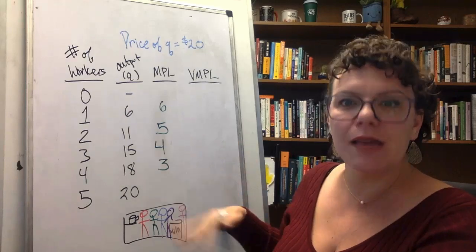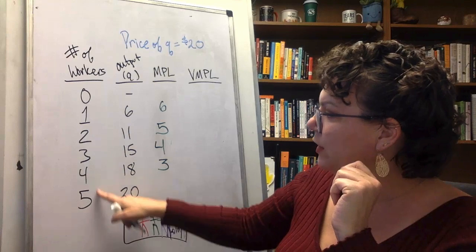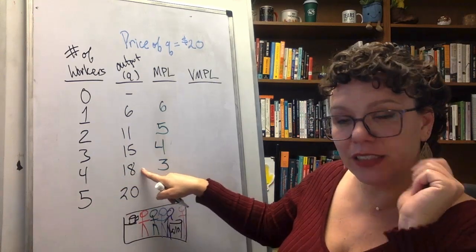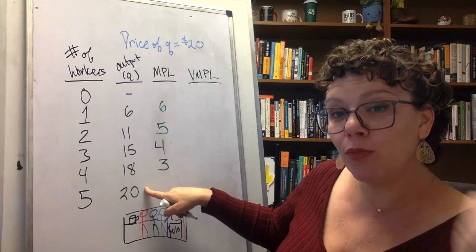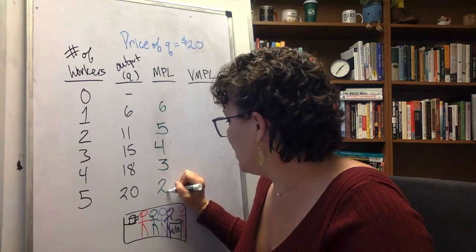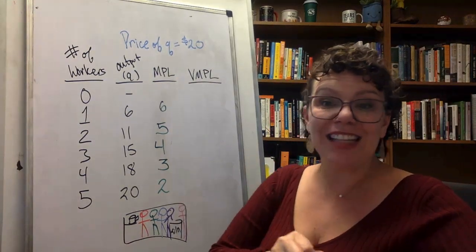We're using a small example so we can keep the numbers small. So our 5th worker takes us from 4 workers to 5 and takes us from 18 mugs to 20. So that's a marginal product of 2 additional coffee mugs. So now we have our marginal product of labor column, and that's awesome.